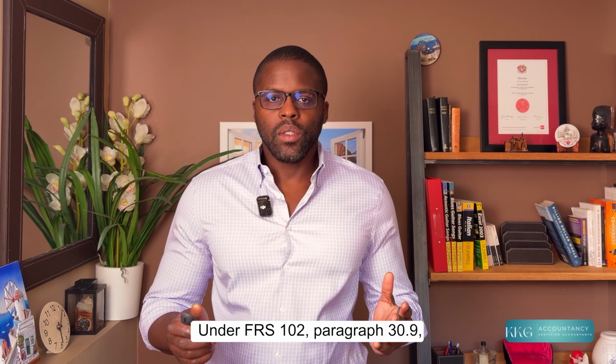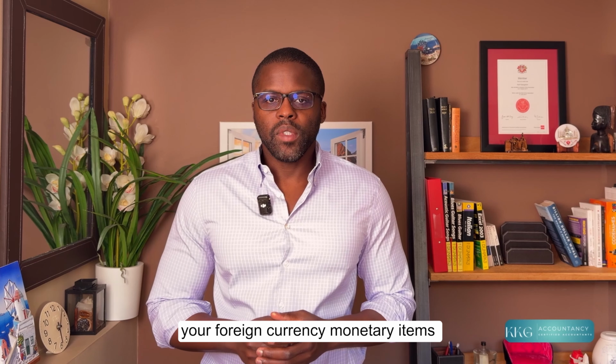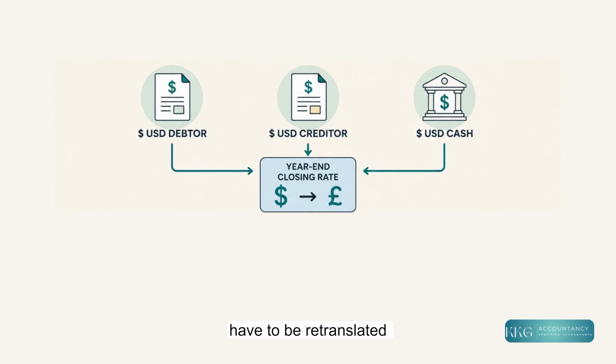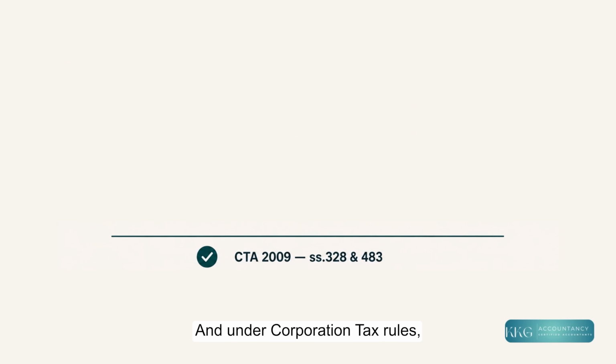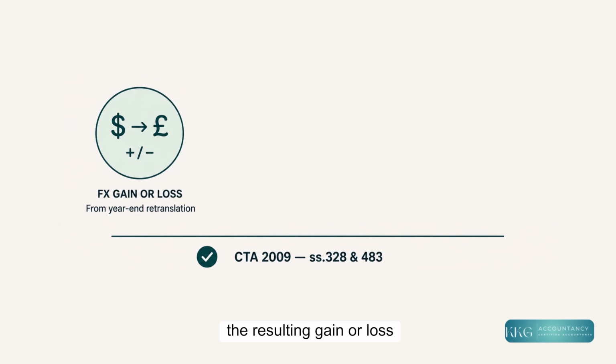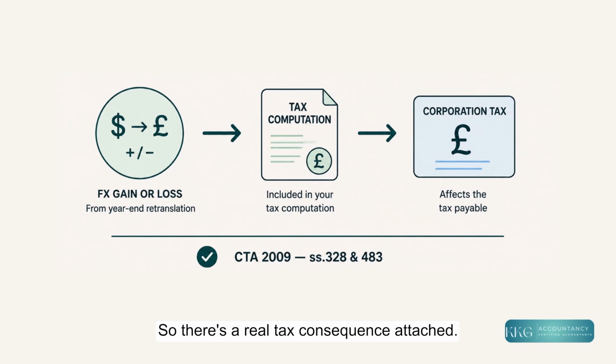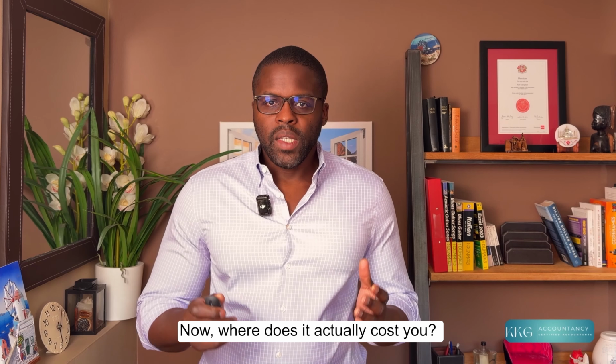Under FRS 102, your foreign currency monetary items, your dollar debtors, your dollar creditors, your dollar cash, have to be retranslated into pounds at the closing rate on your balance sheet date. And under corporation tax rules, CTA 2009, sections 328 and 483, the resulting gain or loss is brought into your tax computation as it accrues. So there's a real tax consequence attached. Now, where does it actually cost you?